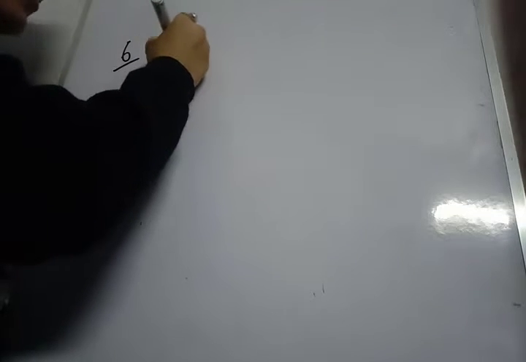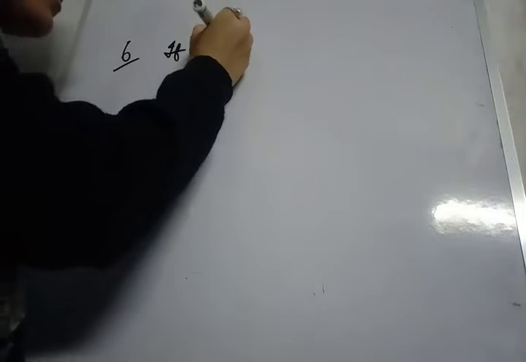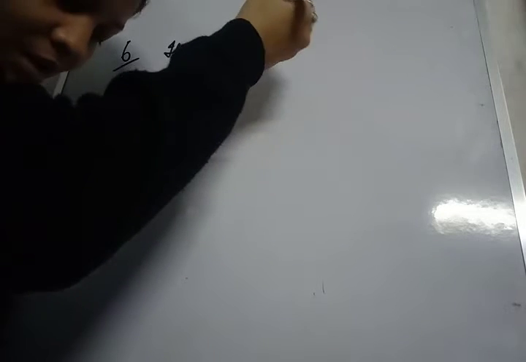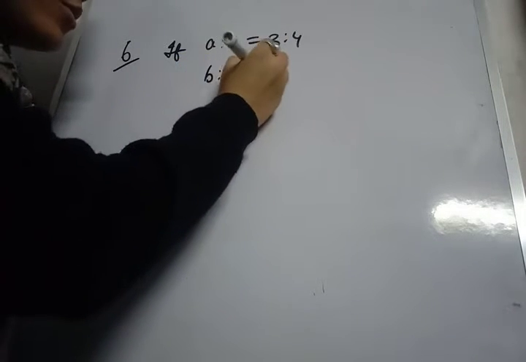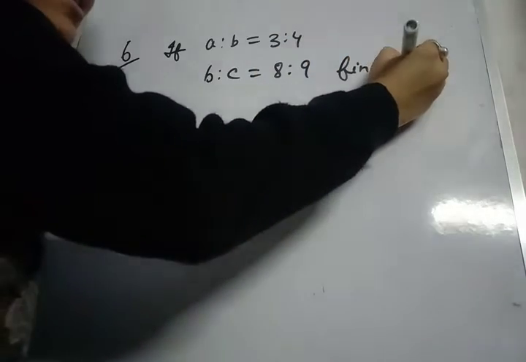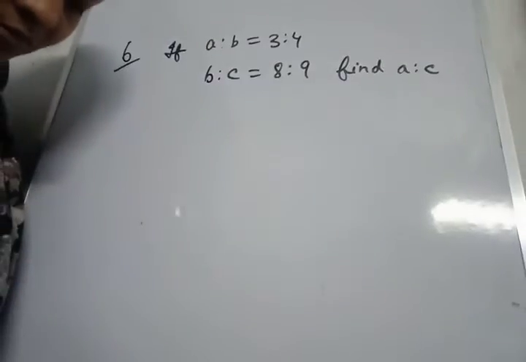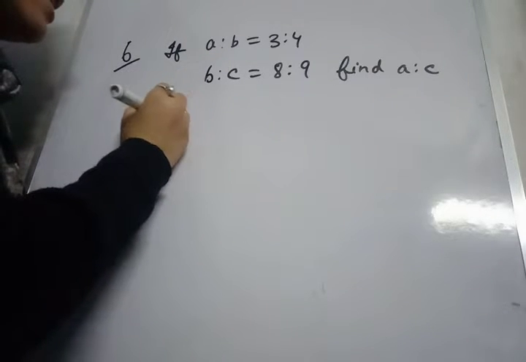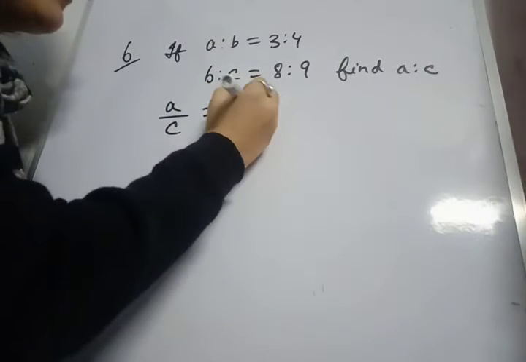So, sum number 6. It's given if A is to B equals 3 is to 4, B is to C equals 8 is to 9. Find A is to C. Okay. So, A by C equals to how much?